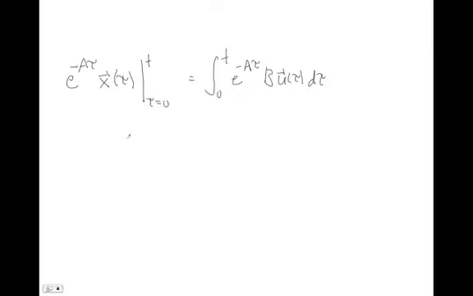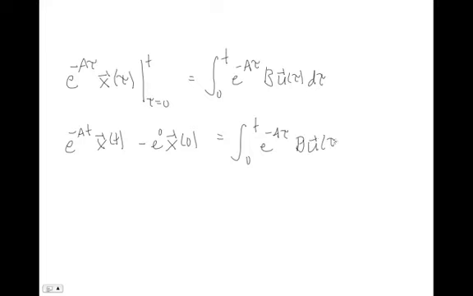Okay, and if we substitute that in, what we get is e to the minus a t x of t minus e to the 0 x at 0 equals, this side is unchanged, the integral of e to the minus a tau b u at tau d tau. Okay, so now we need to acknowledge that this e to the 0 is the identity matrix, which we've shown before. And now I'm going to pre-multiply both sides of this by e to the at. So let's do that.